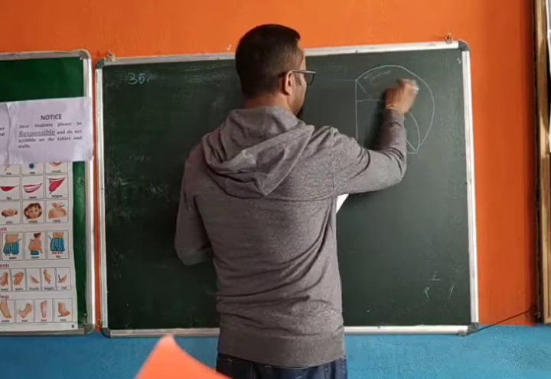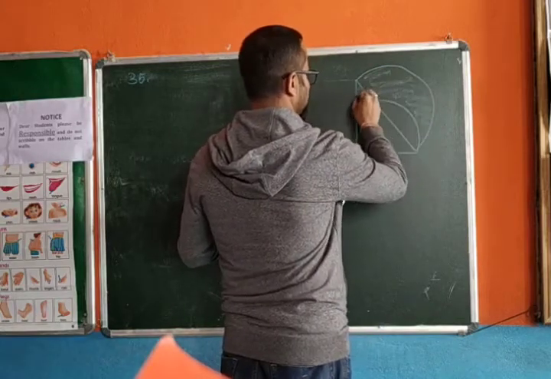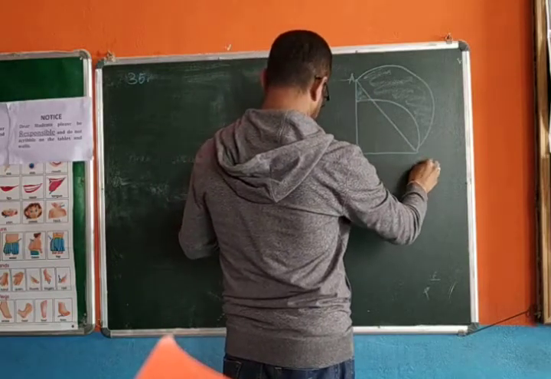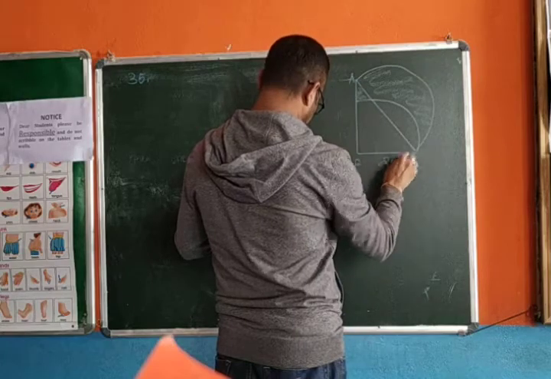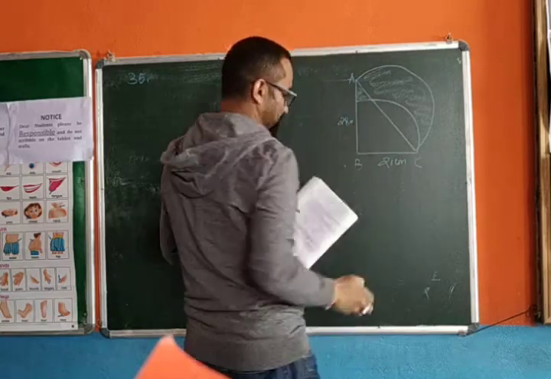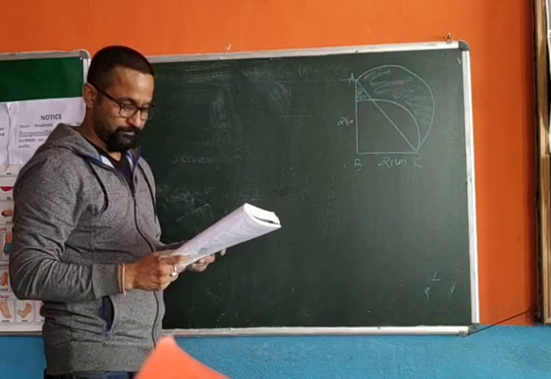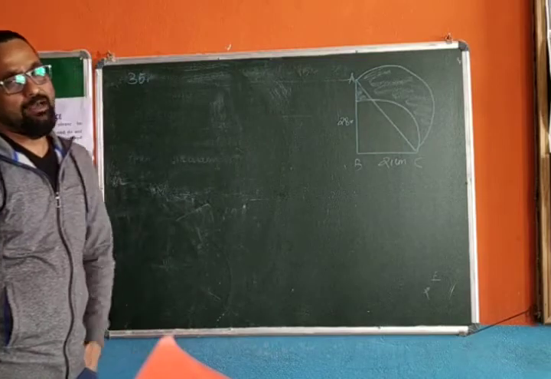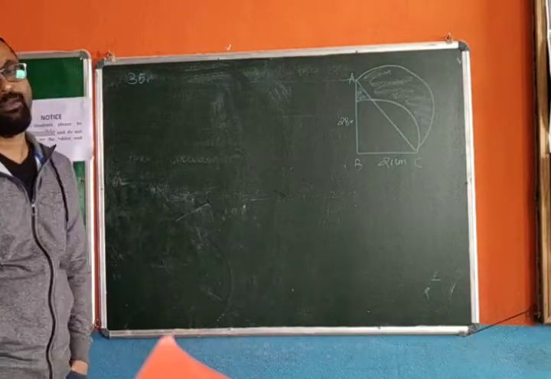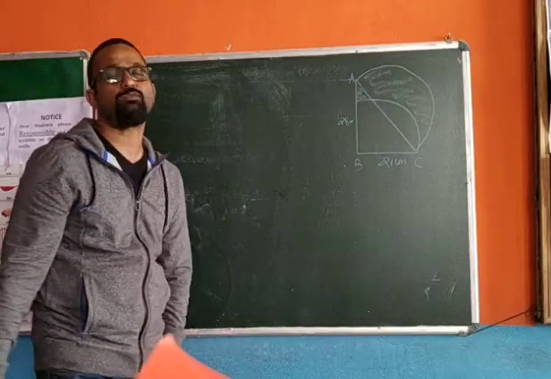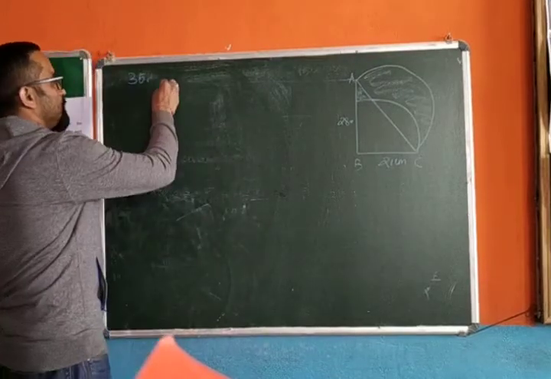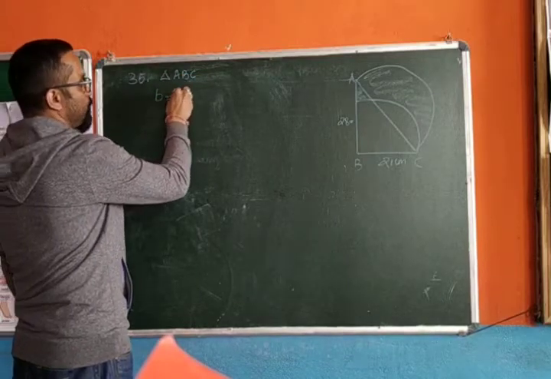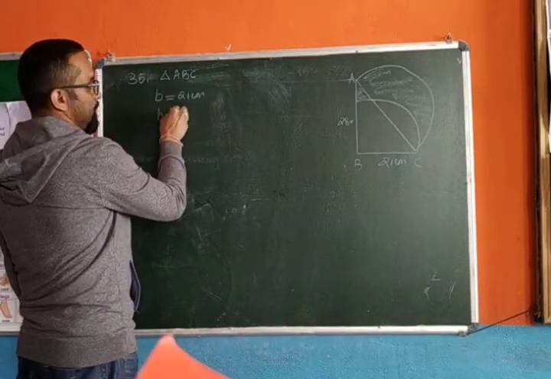Question says calculate the area of the shaded region. A, B, C, 21, 28. Again, separate the diagram. It's very important to write the dimensions. Without dimensions, you will not be able to calculate. So, triangle ABC. Base is given 21. Height is given 28.